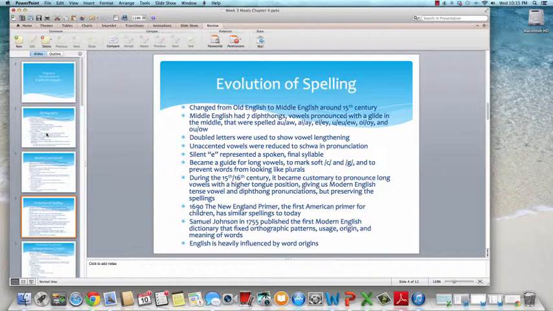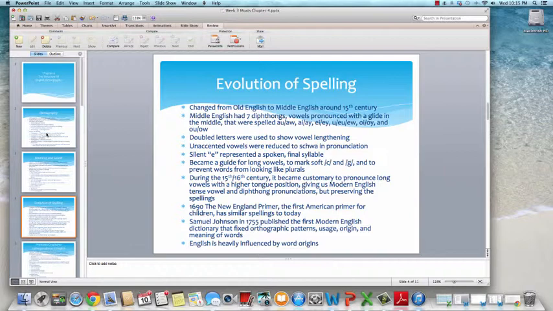Unaccented vowels were reduced to schwa in pronunciation because of the vowel lengthening and the stress influences of other vowels. The silent E represented a spoken final syllable. So actually, at some point, I don't know how it was pronounced, so I can only assume that time was pronounced "time." Very soft, probably a schwa type sound. Maybe even something you still hear in Southern English every now and then, but that is how we got the silent E in our spelling.